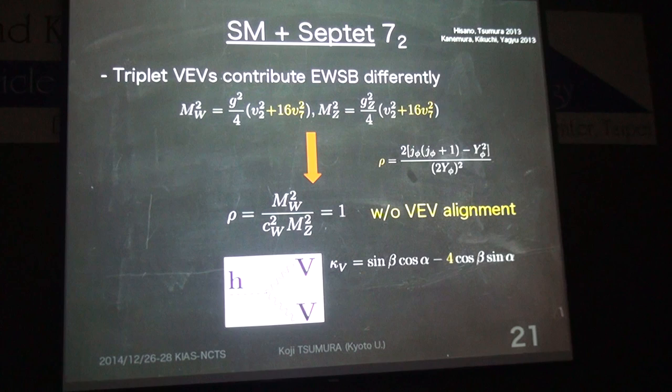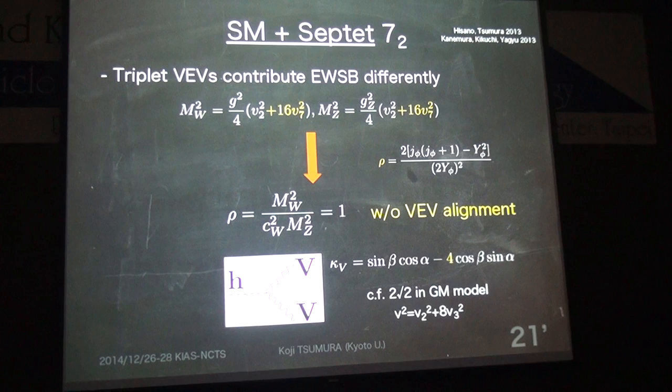And the next minimal is actually the 2-6 split. But such a possibility is actually ruled out from the viewpoint of perturbativity. Actually, the 2-6 split gives some non-perturbative effect in weak interaction. Anyway, we don't need to align the vacuum expectation values in this case, and its prediction is very simple, and this isospin-dependent part is now replaced by 4, and the effective VEV is shifted to V2 squared plus 16 V7 squared. This factor is 2 squared 2 in GM.